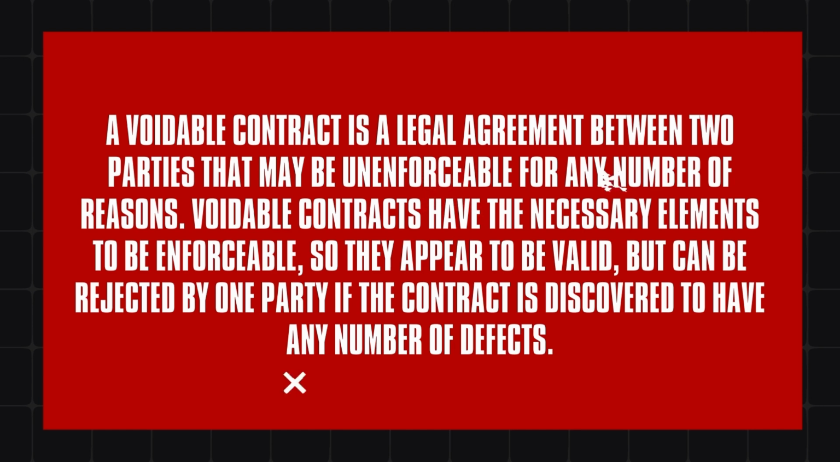Imagine a contract for a property sale containing an error in the property's square footage. The agreement seems valid initially, but upon discovering the mistake, one party could choose to void the contract because the discrepancy impacts the property's value. Unlike a void contract, this agreement was initially considered valid until the issue was uncovered.